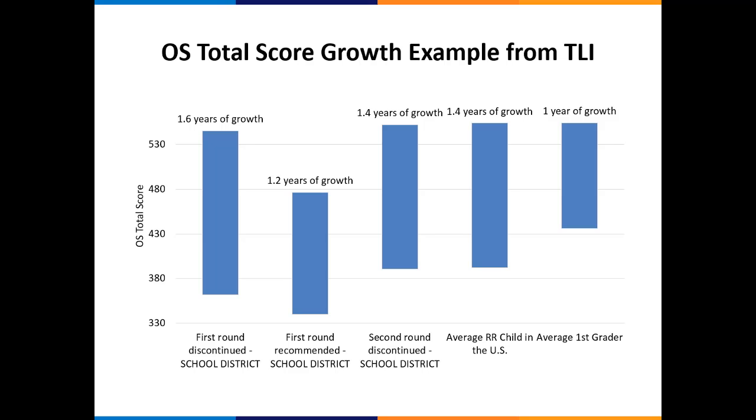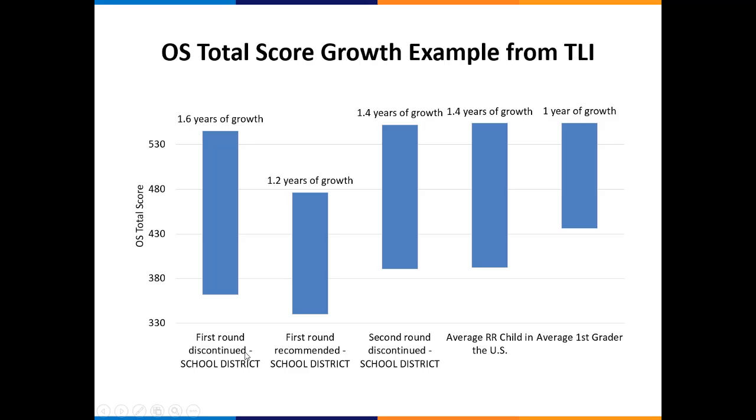So for those of you who were at Teacher Leader Institute last week, or even watched it online on YouTube, at the IDEC Annual Update, we showed this chart right here, and this chart is showing the growth on the OS total score from the start of the school year to the end of the school year. So the bottom of each bar is showing the total score at the start of the school year, and the top of the bar shows the end of the school year. All right, and we have different categories of students that we are showing data for.